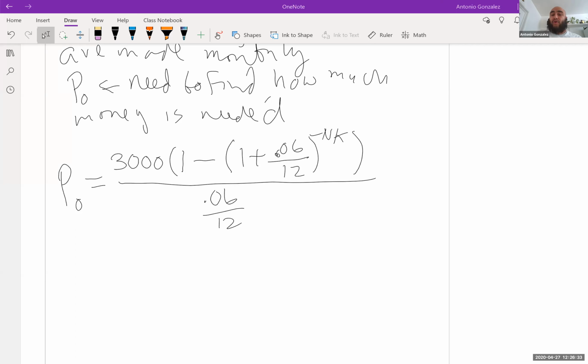Okay, any questions so far on the setup? Oh, excuse me, I forgot. N is 25, K is 12. Okay. So now we've kind of written out our formula here.